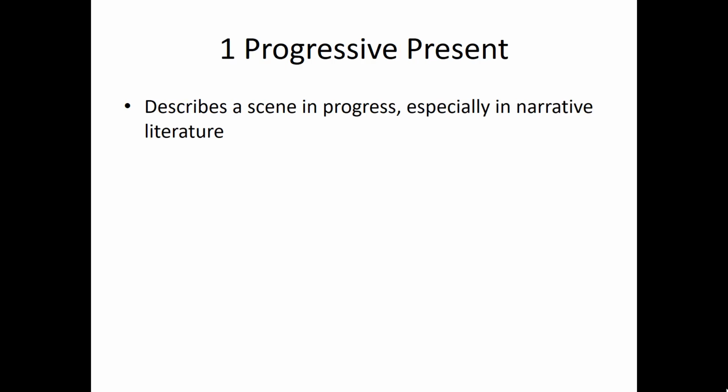The first usage we want to look at is called the progressive present. Now remember what we said when we discussed aspect. We're going to explore what is possible for the present tense, but not argue that every single time a present tense occurs that it has to do certain things. So we're just exploring some of the options. One of the main uses of the present tense is to describe a scene in progress. This especially occurs in narrative literature. This would involve continuous action.